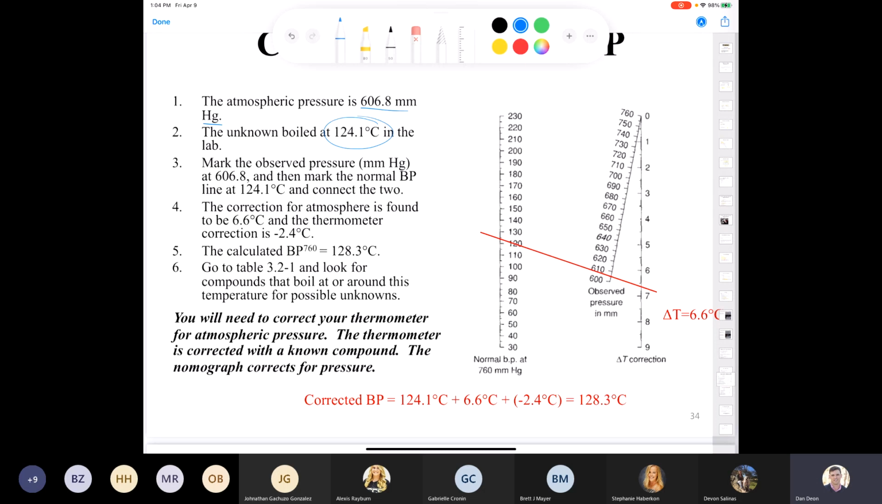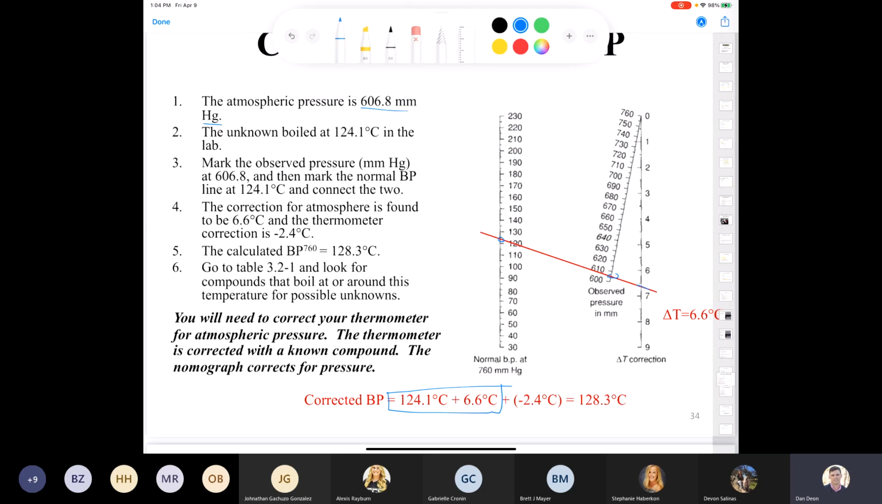We have our unknown. We measured a boiling point of 124.1 degrees Celsius. So we are at 124.1 degrees Celsius right here. We cross the observed, our actual pressure, and we get a correction value of 6.6 degrees Celsius. You're at a higher altitude. So what would you have to do? You would have to add 6.6 degrees Celsius to the boiling point that you measured for your unknown.